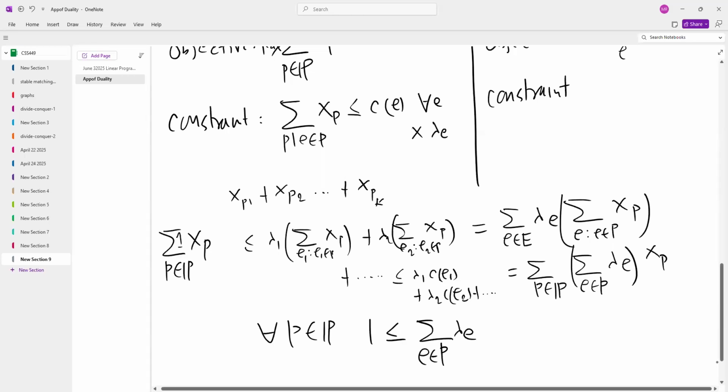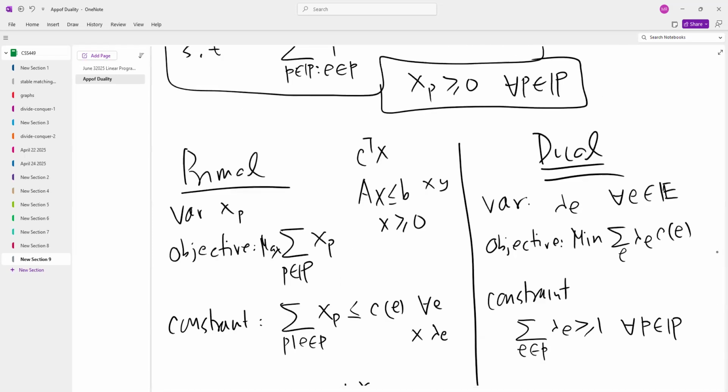Okay, so now your constraint here is going to be summation of E belongs to P, lambda E greater or equal to 1 for all paths in my set of paths. Okay? Why is it greater than or equal to 1? Because from that derivation it was 1 less than or equal to the sum of the lambdas. So I just flipped it around.